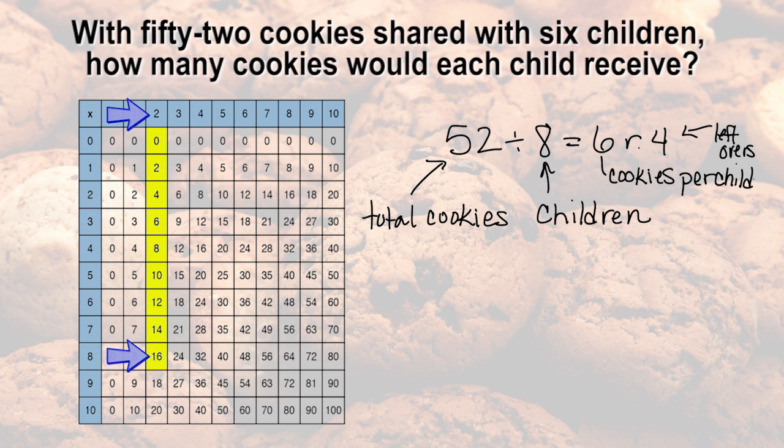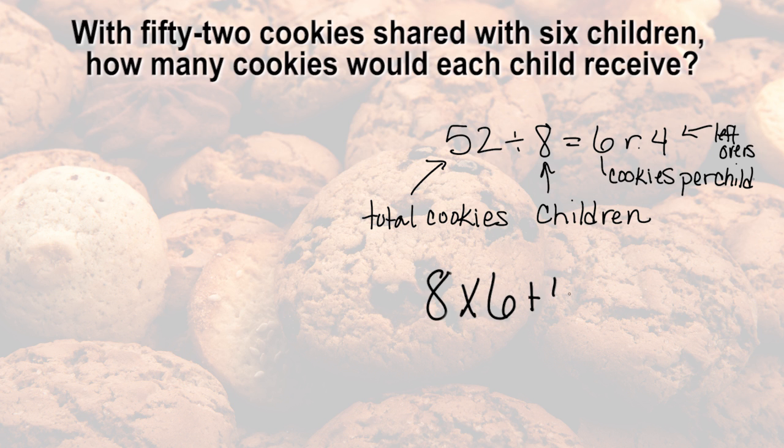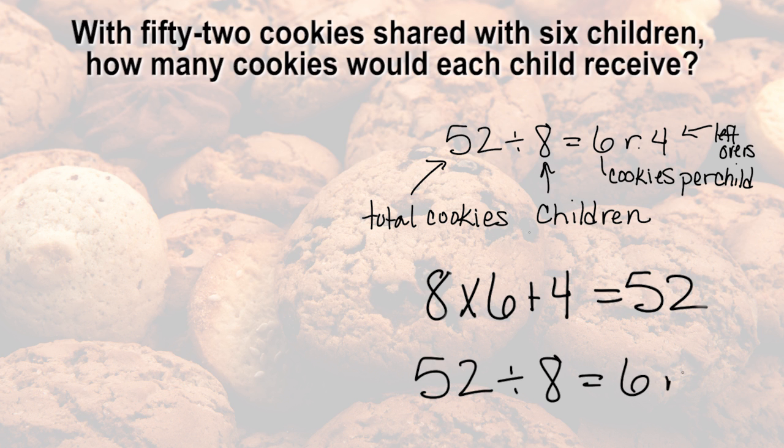If 2 cookies were in each group, how many total cookies then? There would be 16 cookies total. Continue across the 8th row to 48, which would be the total amount of cookies. Look at the number on the top of that column, and it is 6, which represents the number of cookies in each group. The next number in the row is 56, and that is greater than the dividend of 52. The chart supports 8 children times 6 cookies plus 4 leftover cookies equaling 52 cookies. 8 times 6 plus 4 equals 52, or 52 divided by 8 equals 6 remainder 4.